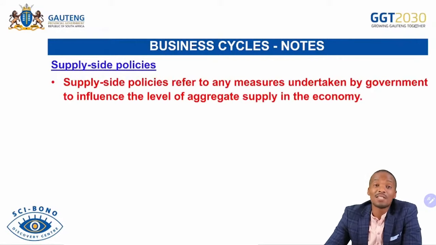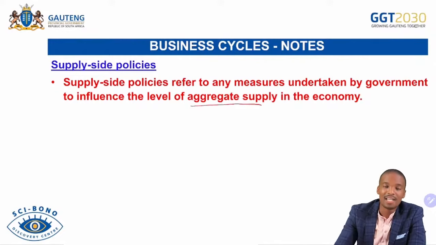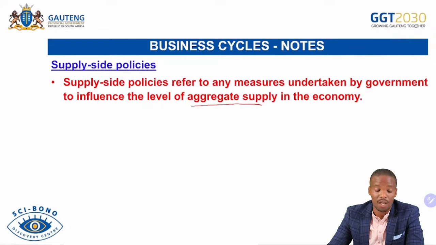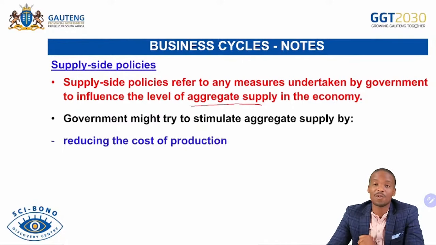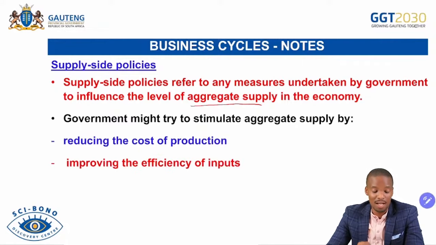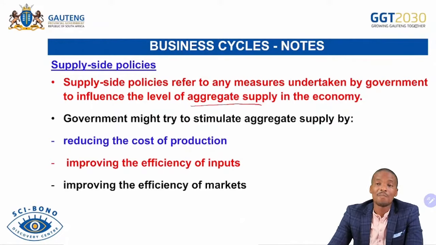Supply side policies refers to any measure undertaken by the government to influence the level of aggregate supply in the economy. The government can try to stimulate aggregate supply by the following three measures. Number one, they can reduce the cost of production. Number two, they can improve the efficiency of inputs. Number three, they can improve the efficiency of markets.